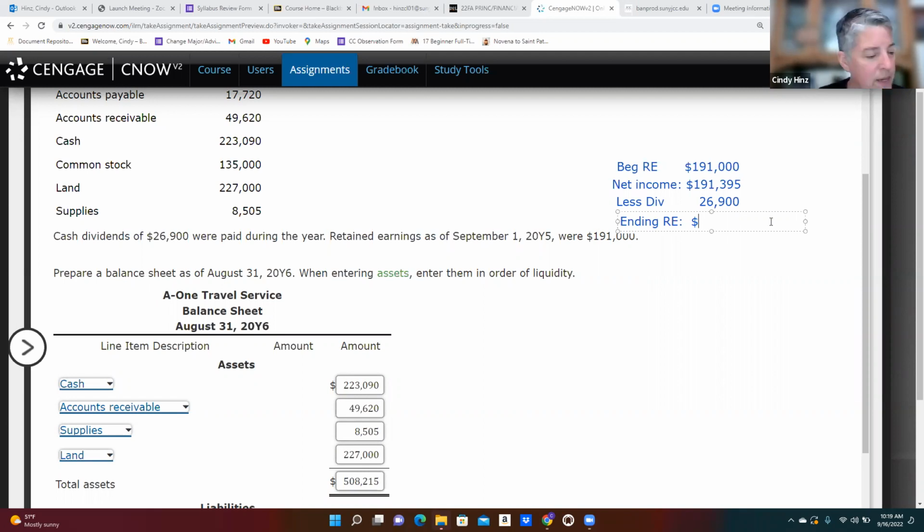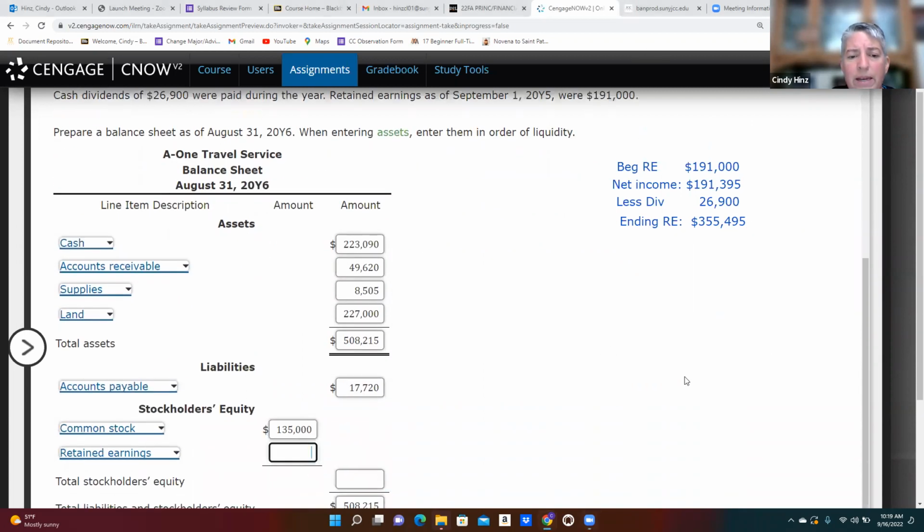So we start with the beginning balance. This is what would happen on the statement of stockholders' equity. We start with the beginning balance. We add to it our net income. If it was a net loss, we would subtract it, of course. And then we subtract the dividends to get our ending balance. So if I've done my math right, the ending balance in retained earnings should be $355,495.